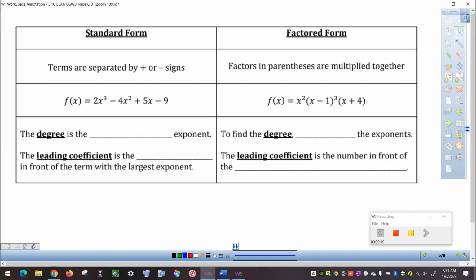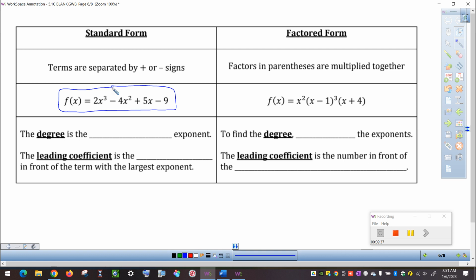So up until this point, our main focus over the last few days has been looking at standard form. Now, standard form looks like this. This is where we see terms that are separated by plus or minus signs. We also talked about on the very first day, the other small detail about standard form is we want the exponents to go down in order. So we want the highest exponent listed first, with the exponents getting smaller as you go on. So that is standard form.